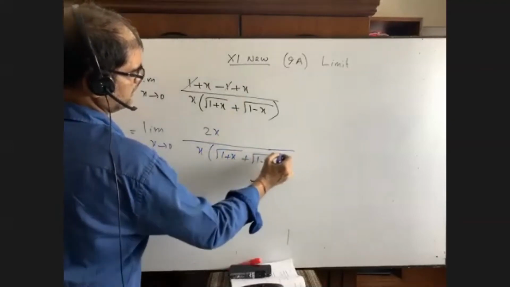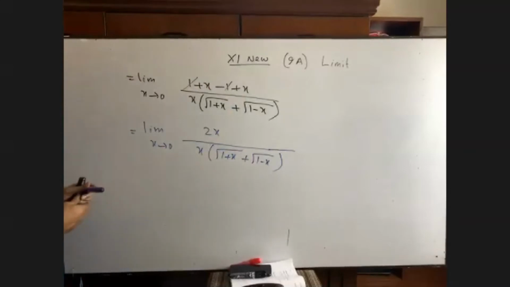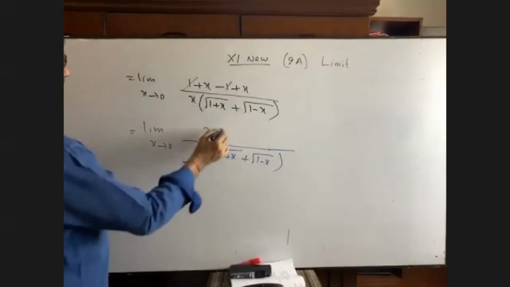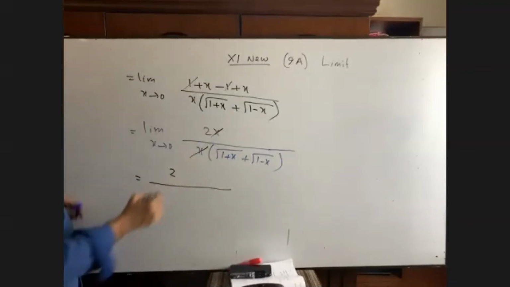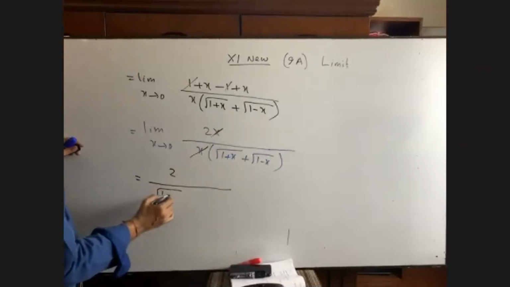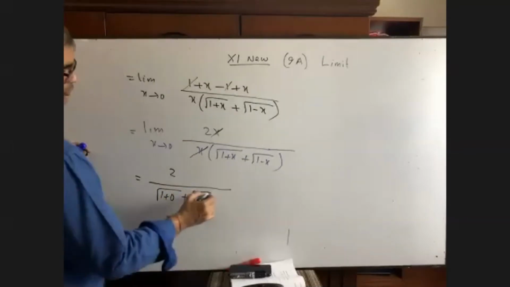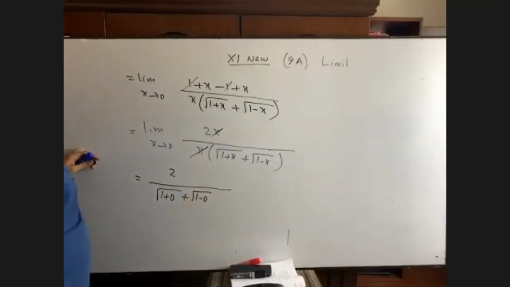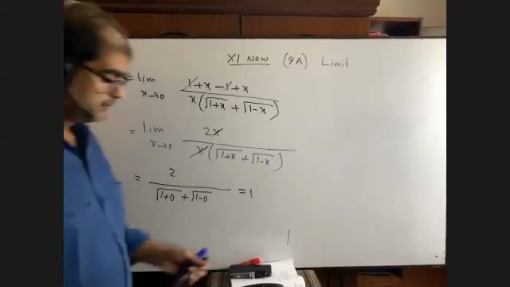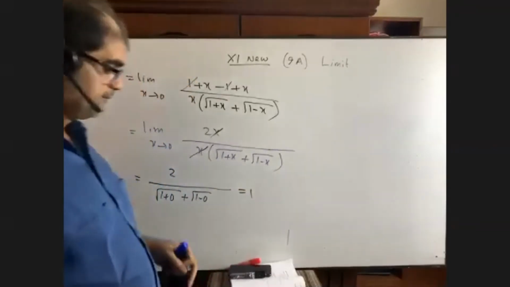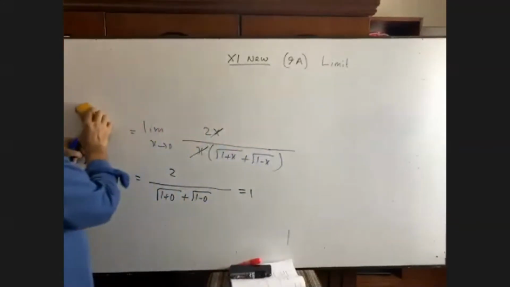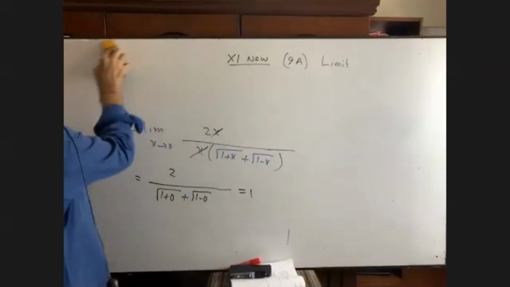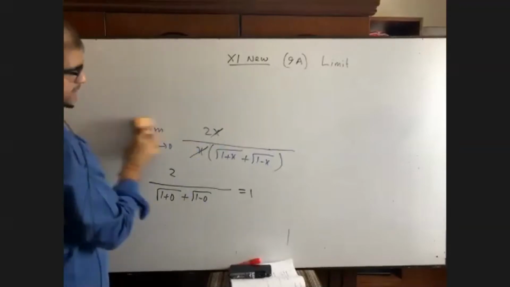Very good, not a matter. You cancel x and x. Now you put x equals 0. It is 2 over root over 1 plus 0 plus root over 1 minus 0. Can you please let me know what is the answer? The answer is 1. Have you copied it? Yes sir, one minute please.